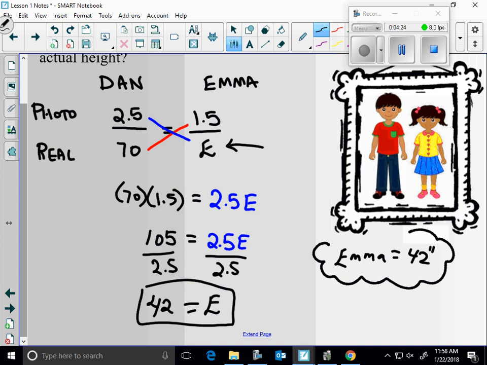She must be like 4 or 5 years old, because my daughter's like 40, actually about 43 inches tall, and she's a little below the curve, but she's a 5-year-old.